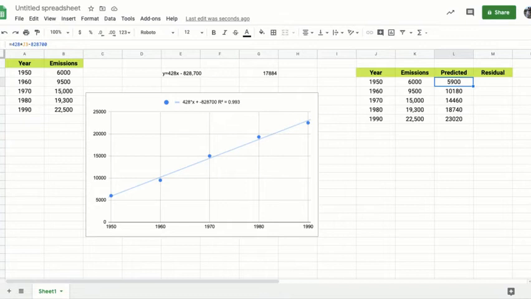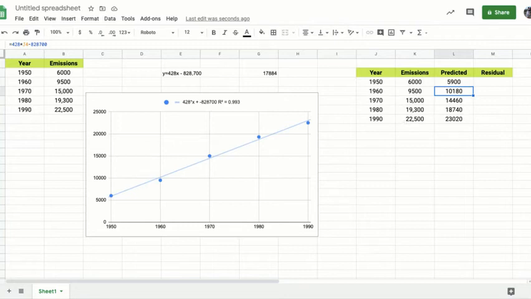So what this means is our equation that we calculated, or that we found using the line of best fit in the scatter plot, the equation would predict that you'd have 5,900 emissions when they actually had 6,000. This one predicted us to have 10,180, but we actually only had 9,500, etc., etc.